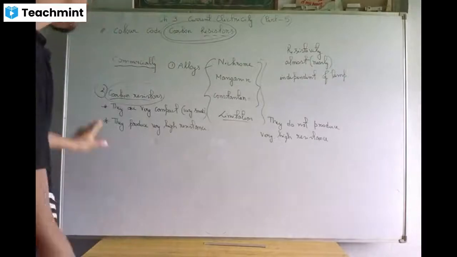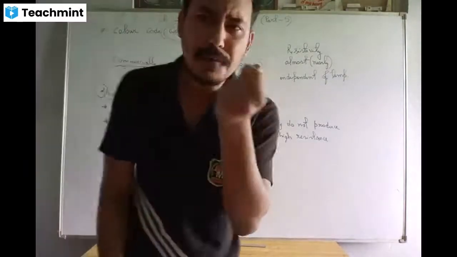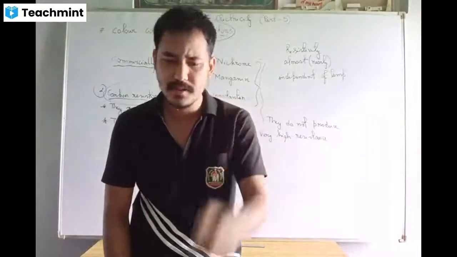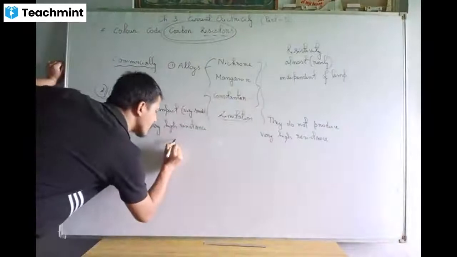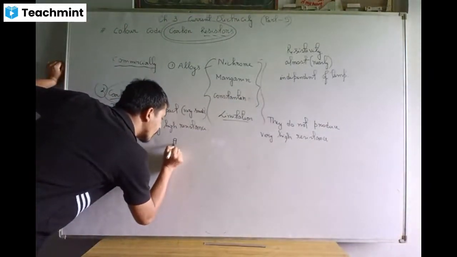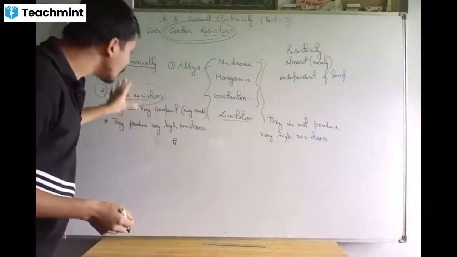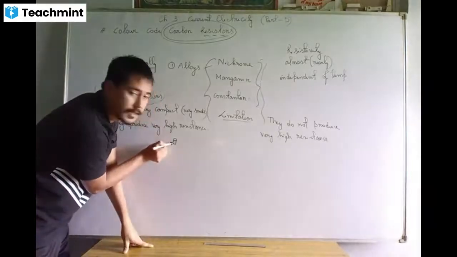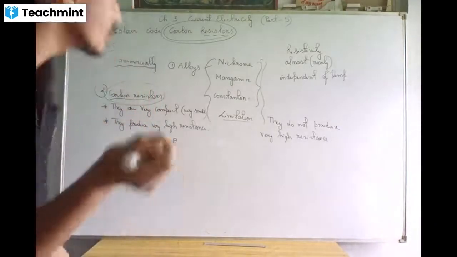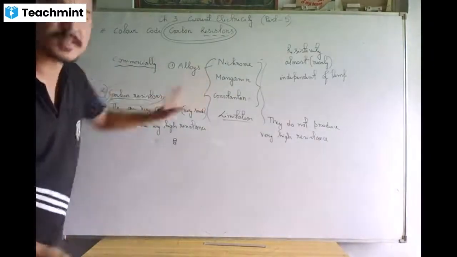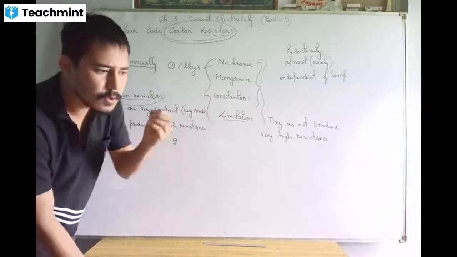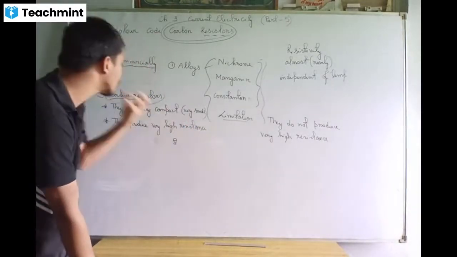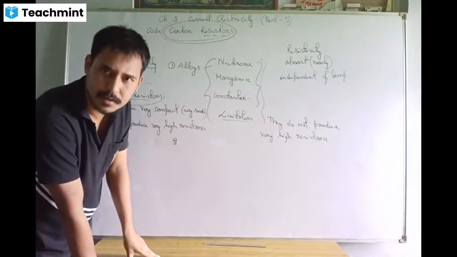Okay. Yes. Now, one more important thing here. These carbon resistors are so small in size that the value of the resistance cannot be written on the material. They are very, very small. So small that the value of the resistance cannot be written above or over the material. Is it okay? So we use color codes to represent the strength of these resistors. Are you getting me? Is that clear to you?